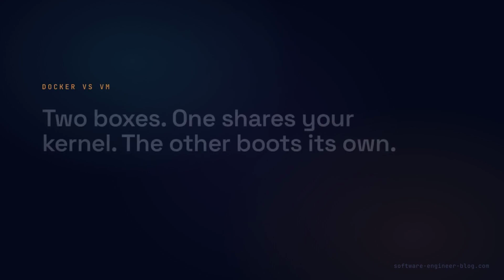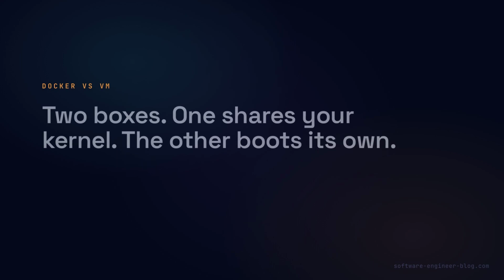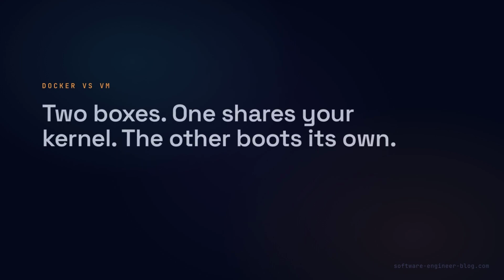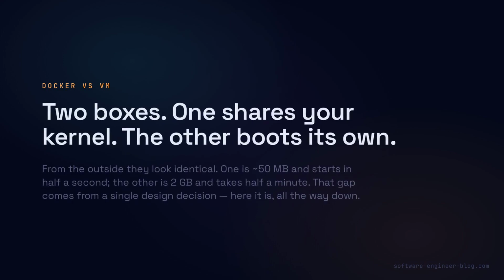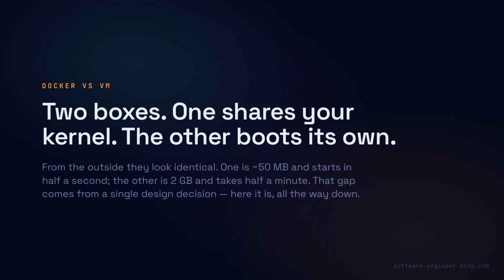There are two ways to put an app in its own box on one server, a container and a virtual machine. From the outside, they look identical. Your app runs, it is isolated, it cannot see the neighbors. Inside the machine, they are not close at all.